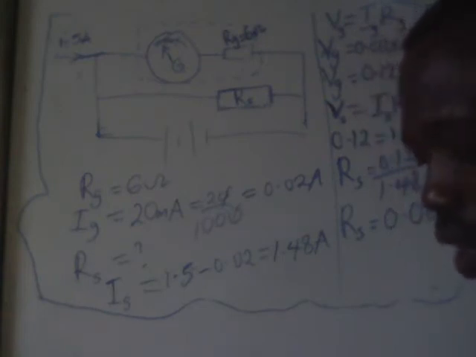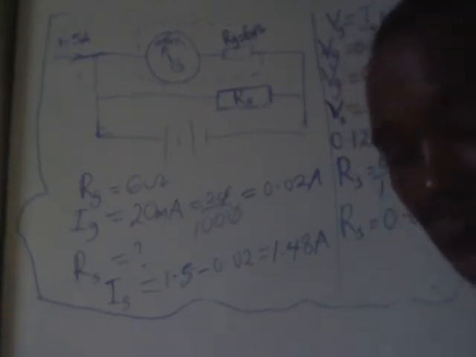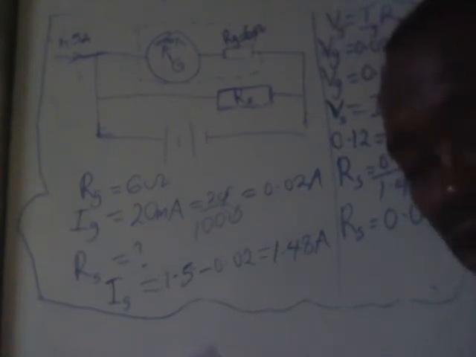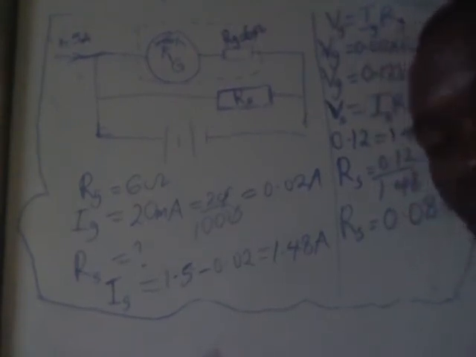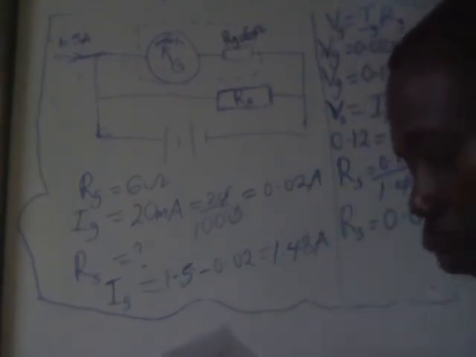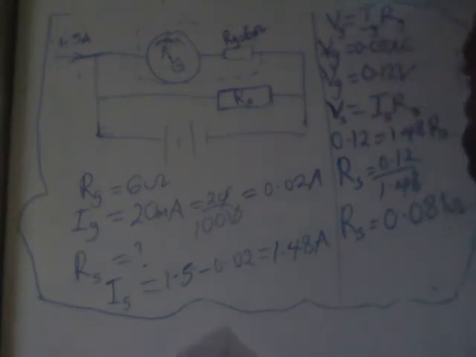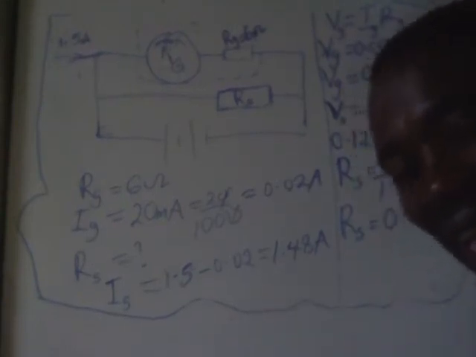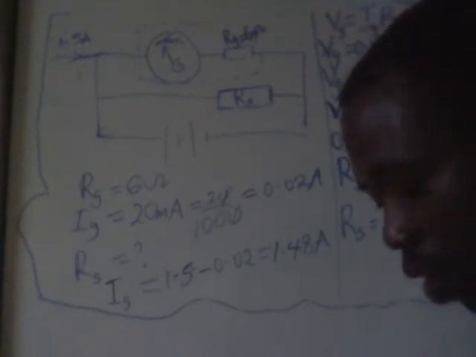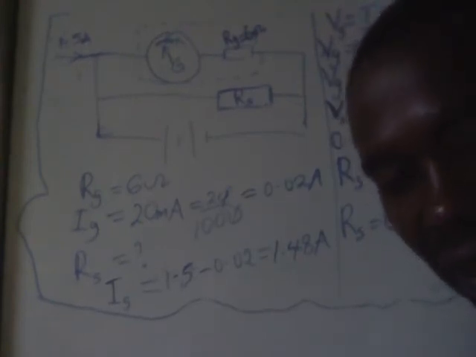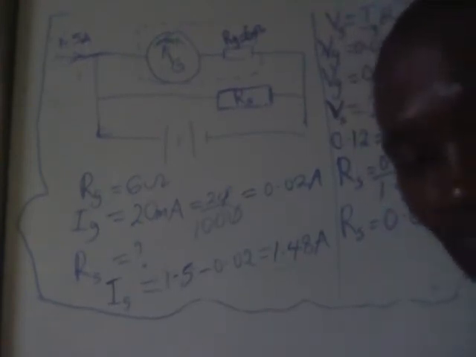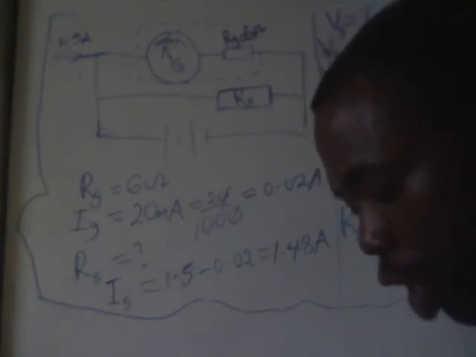Can you see that some of the answers we got are there, but they are not the final answer. Like 0.12 ohms, which is not the final answer, and 1.48, which is not the final answer. But the final answer is 0.08 ohms, which is option B. So number 34, the correct answer is option B.